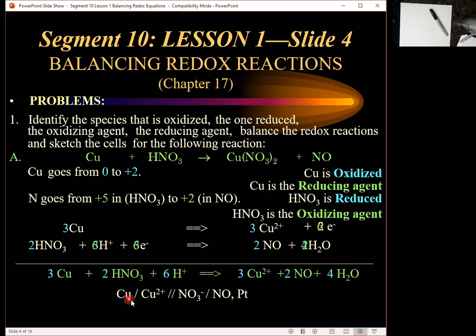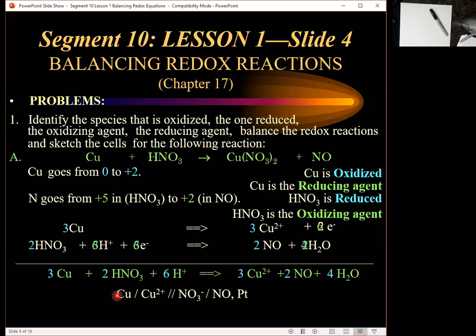So in this shorthand notation, we put reduction on the right. If none of these things are conductors, you'll need a platinum electrode. It's an inert electrode, and that's what we always use. It doesn't cause the voltage to change by using platinum. If you use another metal in there, you've got another problem. So don't do that.